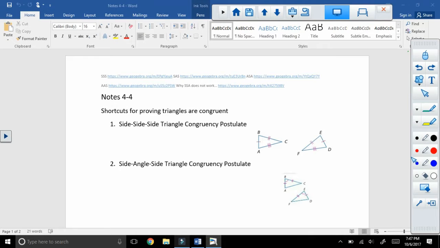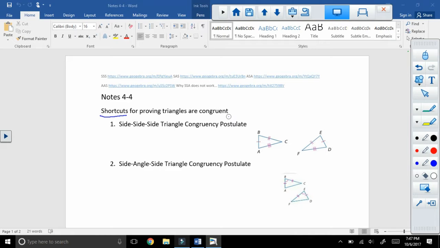Hi class, I'm hoping that after that last lesson, where I said you have to have all the pairs of sides and all the pairs of angles congruent to prove the triangles are congruent to each other, this helps. And after we had that activity, I hope this will be great for you. So there are some shortcuts. In this lesson we're going to do a couple, and in the next lesson there's actually a couple more.